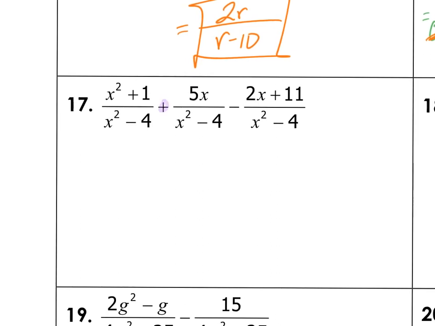Well, I have an addition problem and a subtraction problem. They want me to do two things at one time. Oh no, I'm not sure I can do this. Oh, we can do this, you guys. It's gonna be easy. We can do this. So I'm gonna write it out.